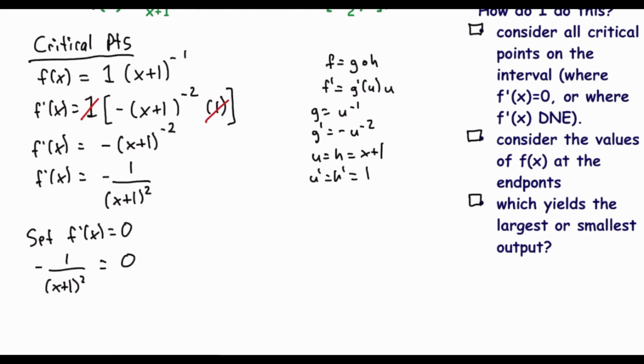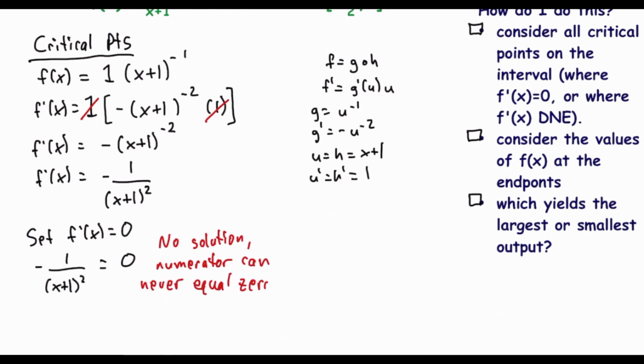And how can I set a rational function equal to 0? Well, it's only going to occur when the numerator equals 0, and I can't do that. There's no solution here because the numerator can never equal 0. And you might impulsively say, well, can't we just set the denominator equal to 0? Remember, no, we can't, because I cannot divide by 0.